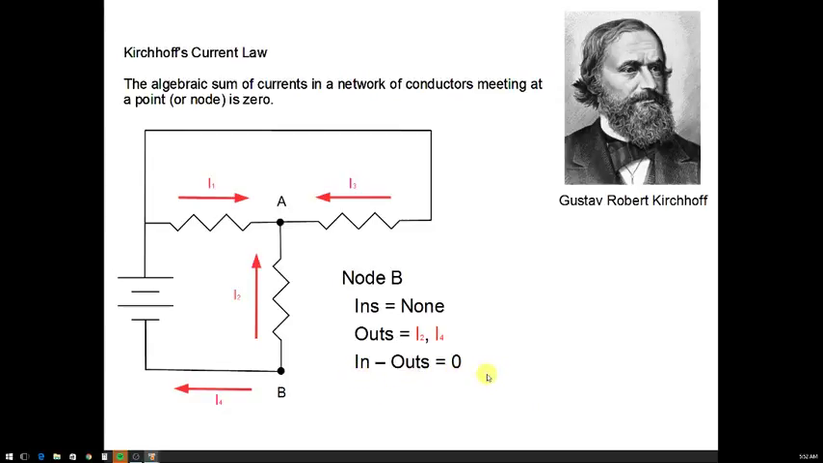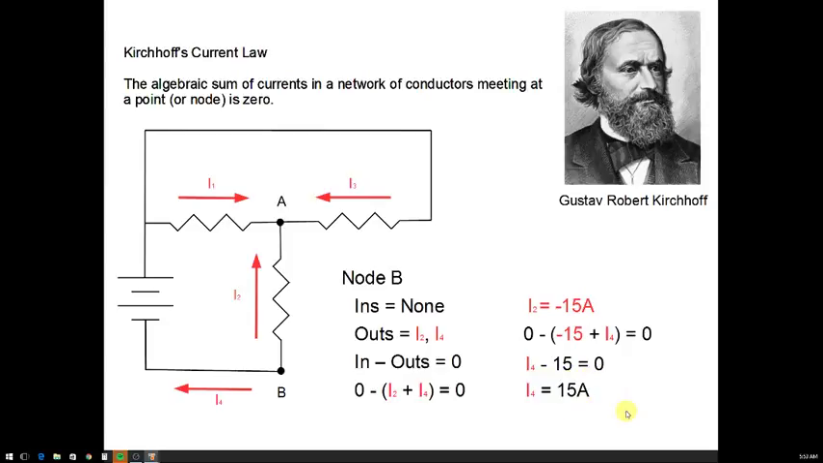Ins minus our outs still has to equal 0. That is Kirchhoff's current law. We have 0 ins, and we subtract the sum of our outs, which are I2 and I4 in this case. We know that I2 is negative 15. We just solved for that when we solved for A. So the 0 minus the negative 15 plus the I4 is going to equal 0. I4 minus 15 must equal 0, so therefore I4 has got to be 15 amps.